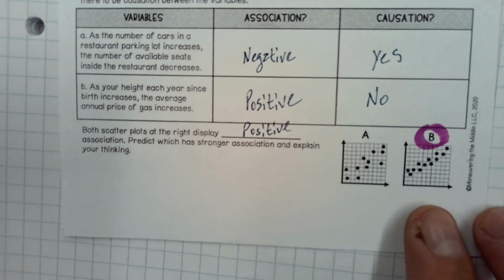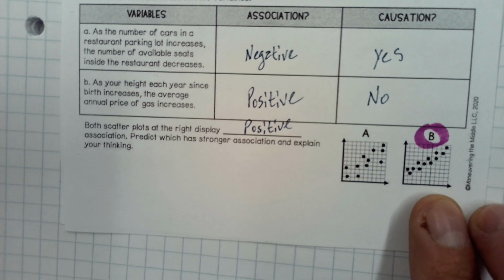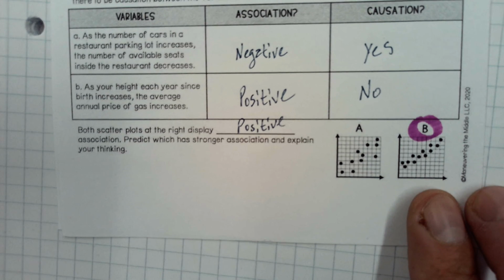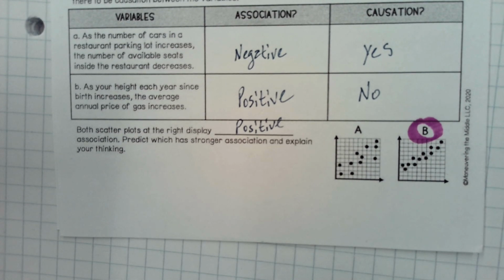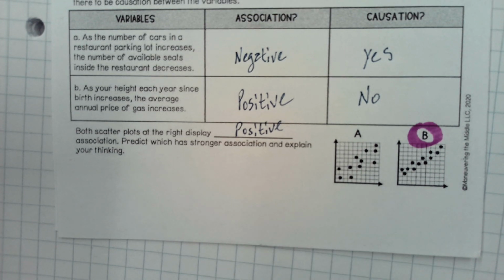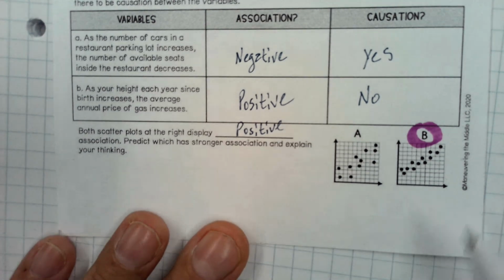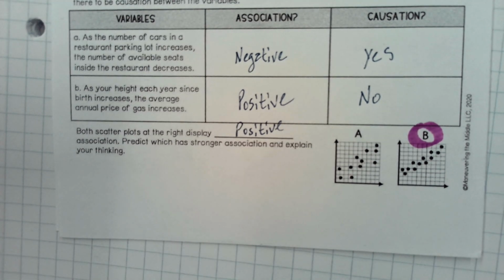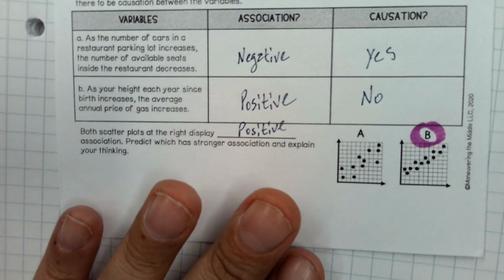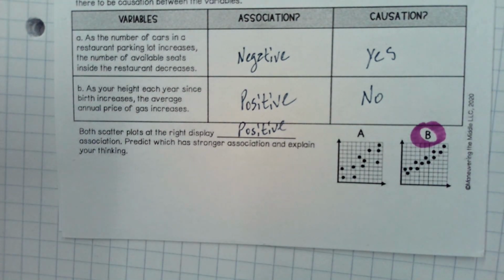What makes you think that B has a stronger association? Brandon? It's like concentrated in like one area, so it looks more like a line. I like how you said that, concentrated. I've never heard it described that way, but it describes it excellently. Basically, you could say concentrated. The points are tighter together, right? You see that they're closer together? The closer together the points are, the closer to forming a nice line, basically, that makes it a stronger association.